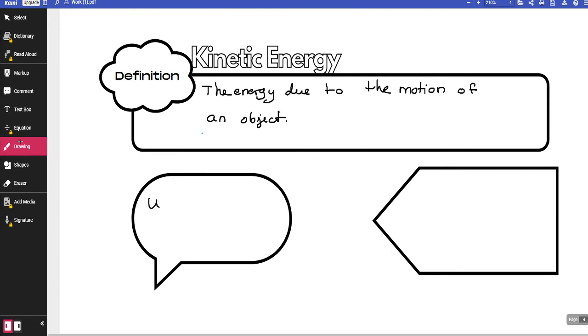Again, we're going to keep with our unit being joules because it's energy, which is also Newton meters. And the formula that we're going to use here is EK is mv squared divided by 2, where m is our mass and v is our velocity.